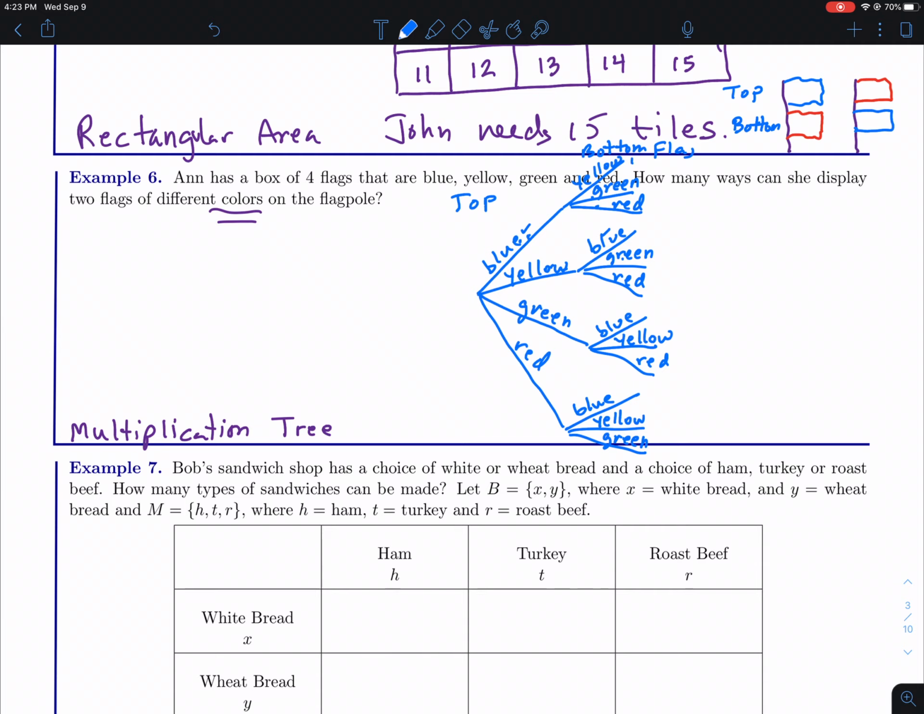So now let's go through and add these guys up. So I've got 1 branch, 2 branches, 3 branches, 4, 5, 6, 7, 8, 9, 10, 11, 12. So I've got 12 branches total. So it looks like Anne can have 12 different flag combos. So basically she could hang these flags up, 12 different days in a row before she'd have to start having to repeat, is the idea.